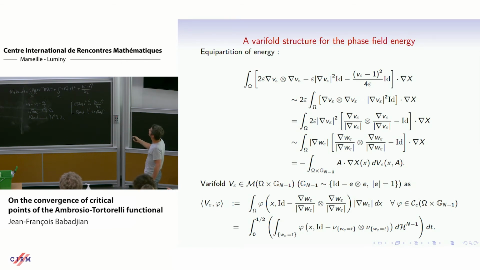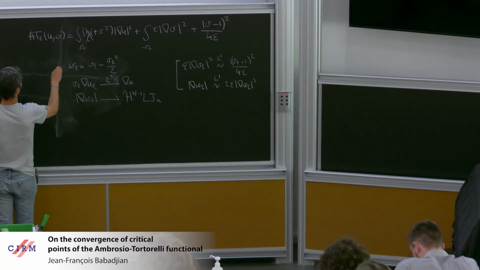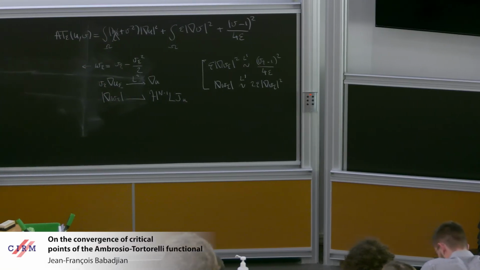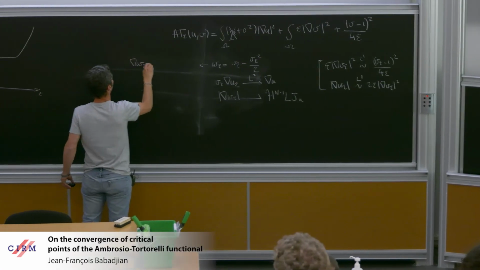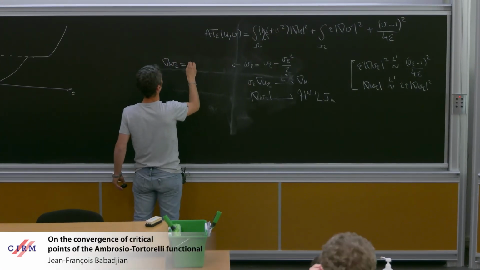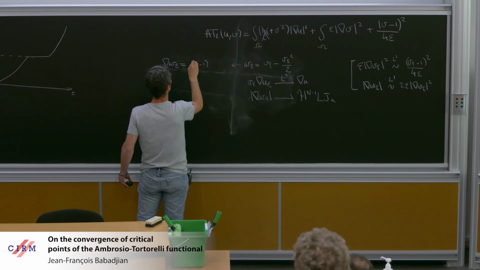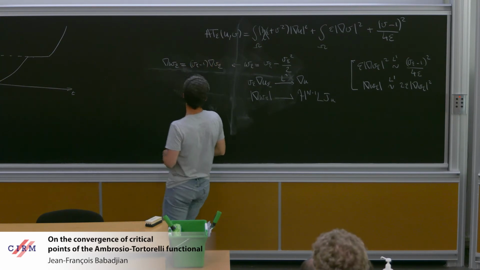The second equality here is there is nothing, because I'm just factorizing by grad V epsilon squared. Okay, I did nothing. And to pass from this term to this one, what do I do? I first observe that by the definition of W epsilon, if I compute its gradient, the gradient of W epsilon is V epsilon minus 1 times the gradient of V epsilon.